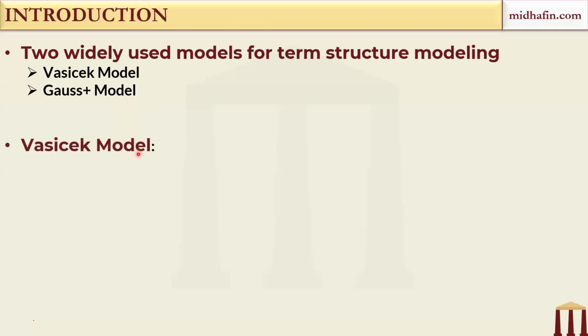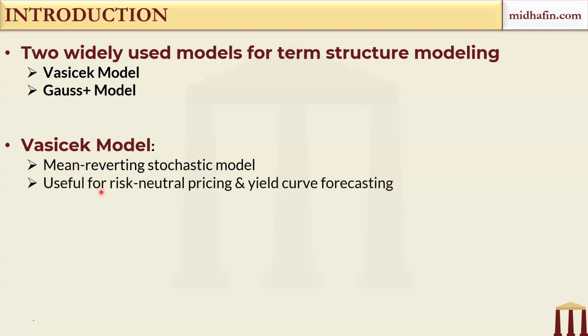Now the Vasicek model is an example of a mean reverting stochastic process. Now what does this imply? Essentially, this model assumes that interest rates tend to move towards a long run mean, a long term average over time. So this property actually makes it quite useful for risk neutral pricing. It makes it quite useful for estimating future interest rates also, and forecasting.